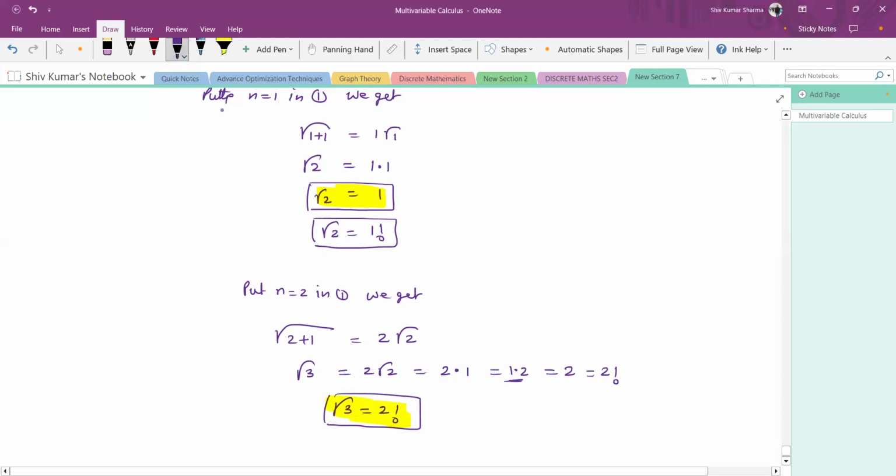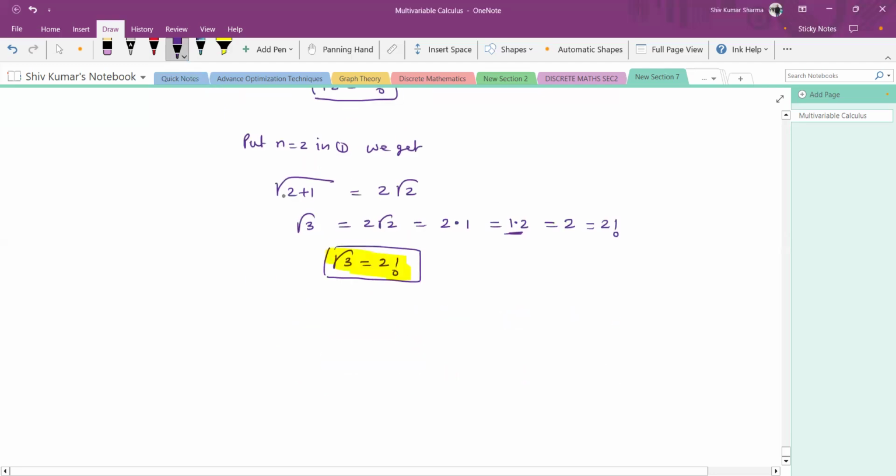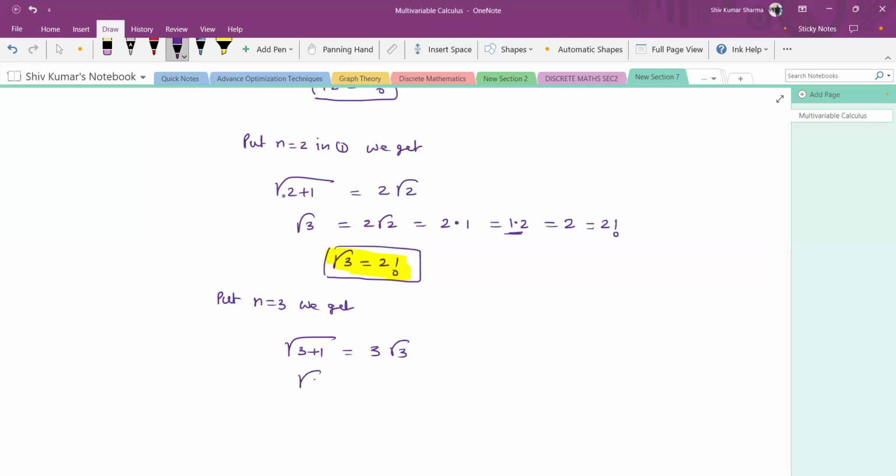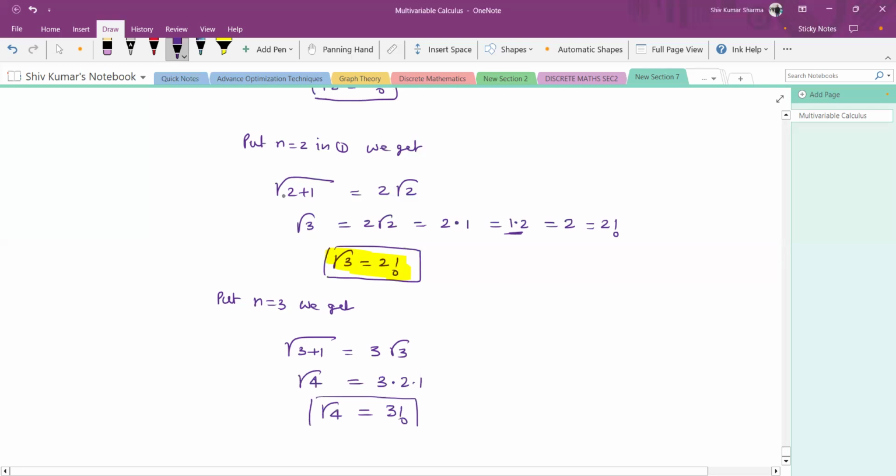Now we move further. We can solve for n equal to 3. So put n is equal to 3, so we get gamma 3 plus 1 is equal to 3 gamma 3. So this equals gamma 4. Gamma 4 equal to 3 into gamma 3. Gamma 3 value is 2 into 1, which is factorial 2. So this gives us 1, 2 into 3 gives us factorial 3. So gamma 4 is equal to factorial 3.